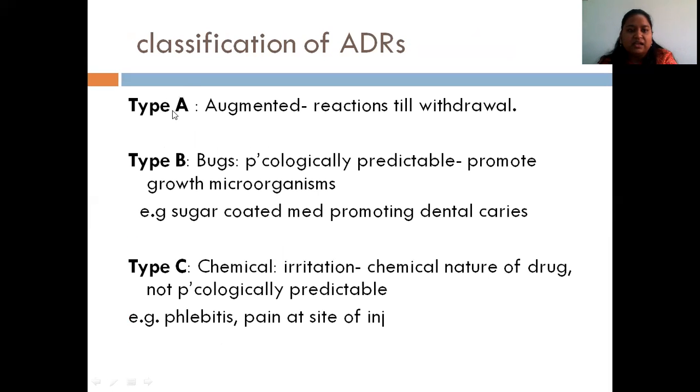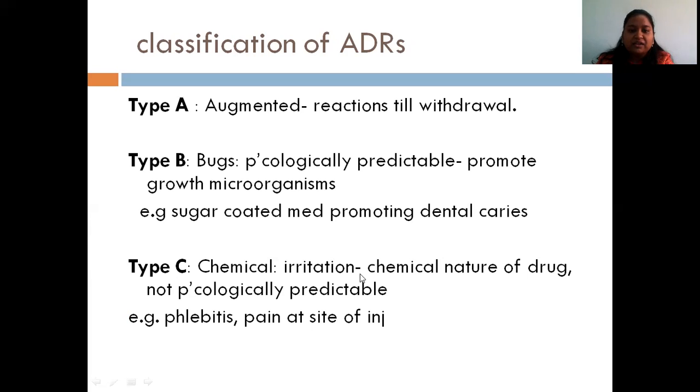As you have seen, A is the augmented, which is predictable and dose dependent, and the reactions can be resolved as the drug is withdrawn or altered. Type B is the bizarre, which is unpredictable, and they promote the growth of microorganisms, like sugar coated medicines promoting dental caries. So these are some other different bizarre reactions.